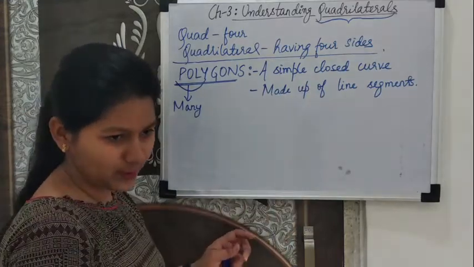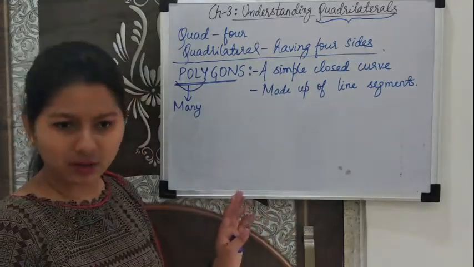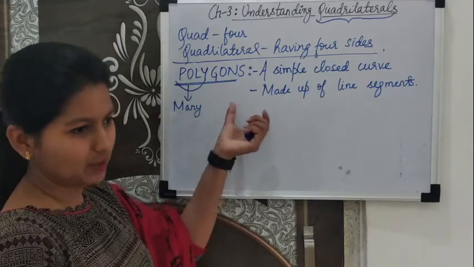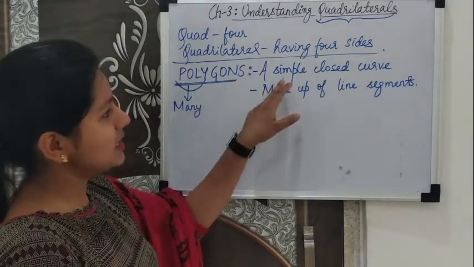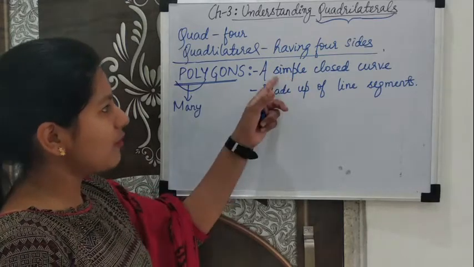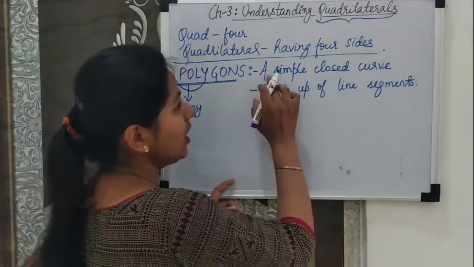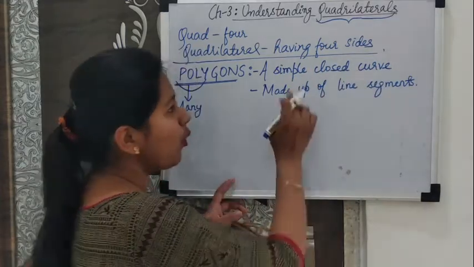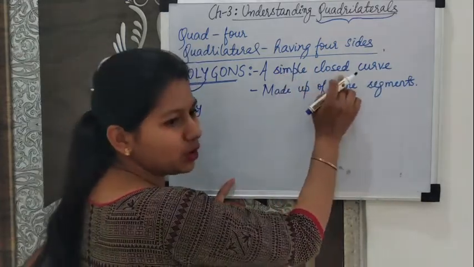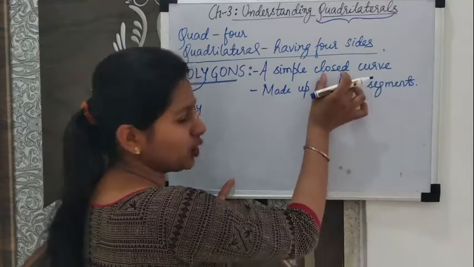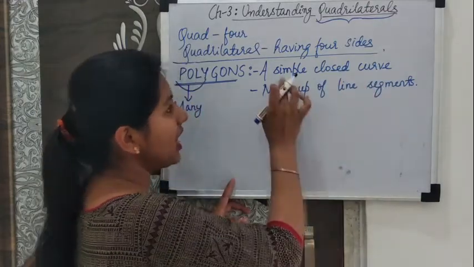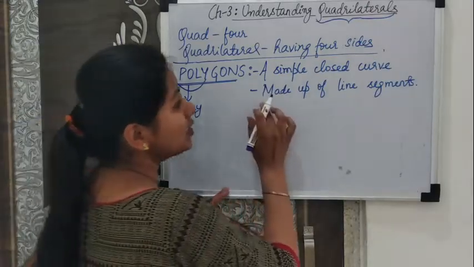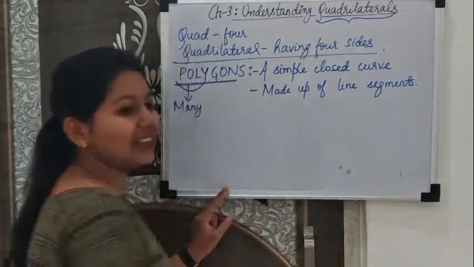Then the figure is not a polygon. So for a diagram to be a polygon, these are the two important conditions. First thing, it should be a simple closed curve. Right now only we have discussed what is the meaning of simple closed curve. It should be closed also, first condition, and it should be simple closed. And the second thing, it should be made up of line segments.